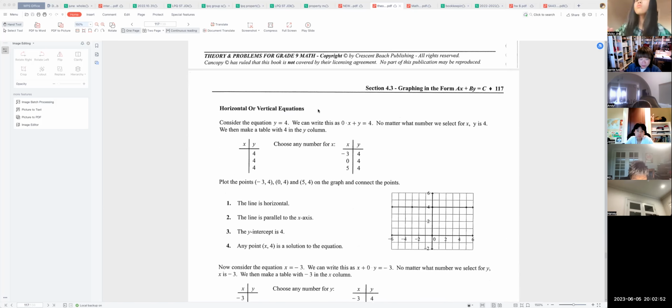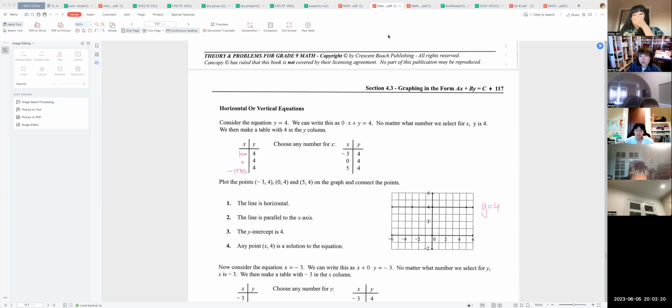So now let's take a look at this one. A lot of students make mistakes on this question: horizontal or vertical equations. For instance, y equals 4. That means no matter what x equals, y always equals 4. So x could equal 1,000, 0, or negative 1,000. y always equals 4. It could be any number.